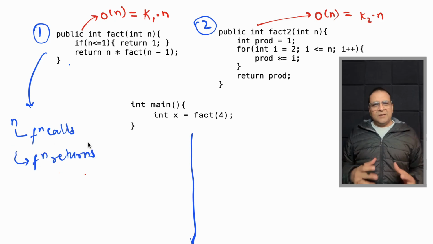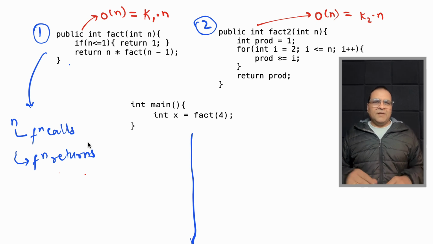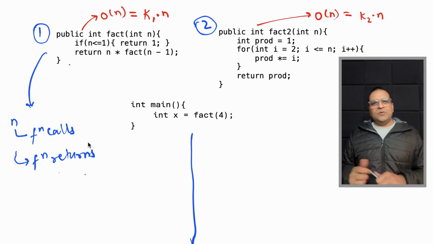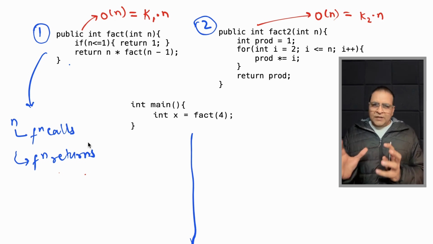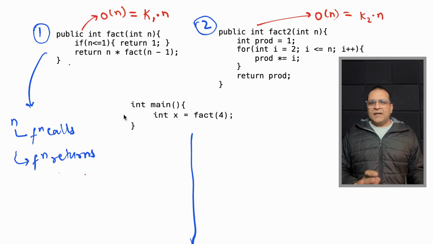Whenever a function returns, some cleanup needs to be done because the stack frame will be deallocated, the instruction pointer needs to be shifted, and the state of the calling function needs to be reloaded. So all of this work needs to be done when the function returns. All of this work takes some time. Therefore, we are considering that time. There are n function calls and there are n function returns.